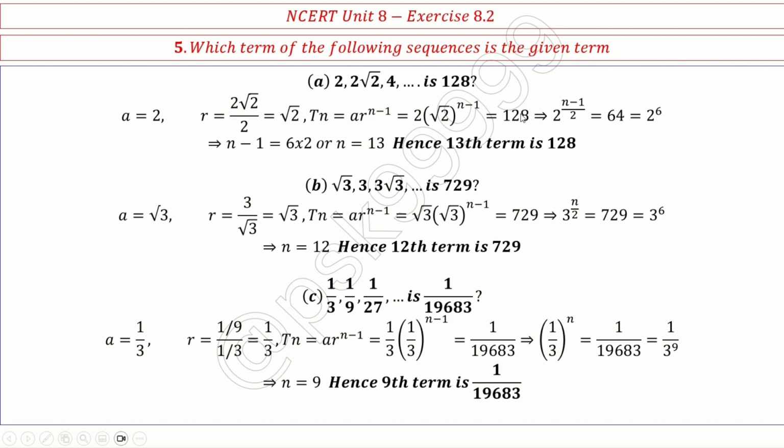Now you write it in the proper way. The LHS becomes 2 to the power of n minus 1 divided by 2, which is equal to 2 to the power of 6, which means n minus 1 equal to 6 into 2, or n equal to 13. The 13th term is 128. So this is how all these problems will be done. In the same fashion, you can do the rest.